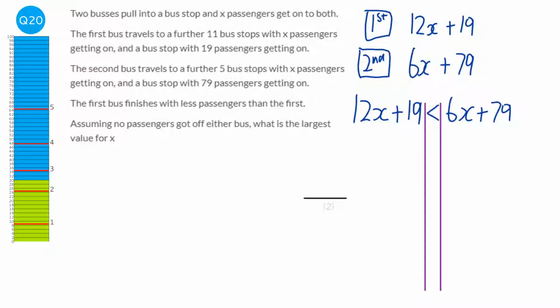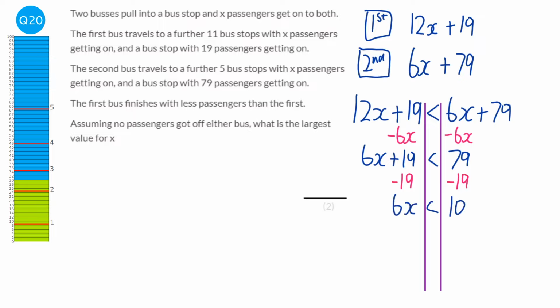And we've got x on both sides, so we look at the x's. We've got 12x and 6x, so we always take away the smaller amount. So we're going to take away the 6x both sides. And next thing we're going to do is take away the 19 from both sides. And so, meant to be 60. Got ahead of myself. And the last thing we do is divide by 6 both sides. And so we've got x is less than 10.